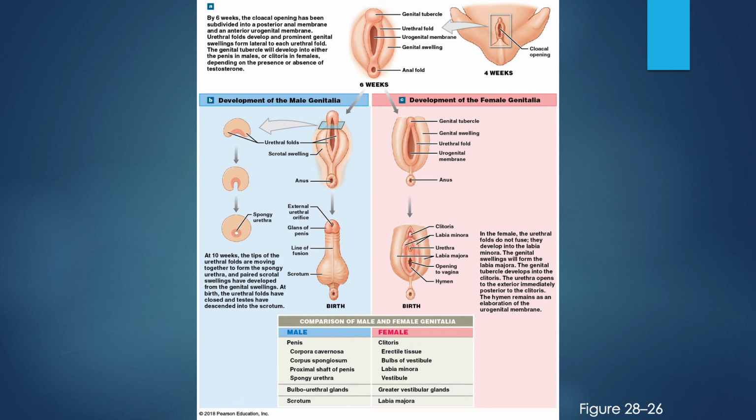So you can look at this image, and the takeaway I'd like you to focus on is down at the bottom, the table that compares male and female genitalia. So you can see here how they develop similarly from the same structures, and we end up with different tissues in the male and female bodies, but they're ultimately from the same origins. So for example, the corpora cavernosa is comparable to the erectile tissue of the clitoris for the female. And the corpus spongiosum is comparable to the bulbs of the vestibule. The spongy urethra is comparable to the vestibule, and on it goes. So take a moment to take a look at this just to see the similarity. I think you'll find it really interesting.